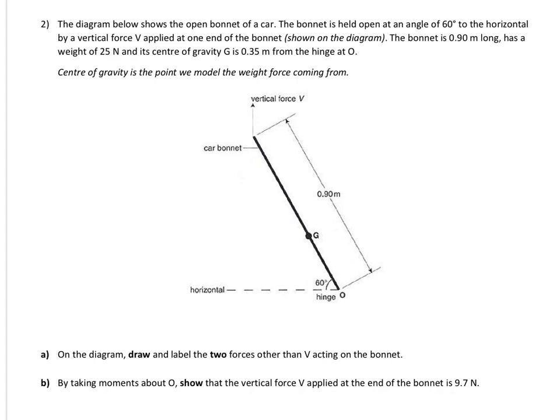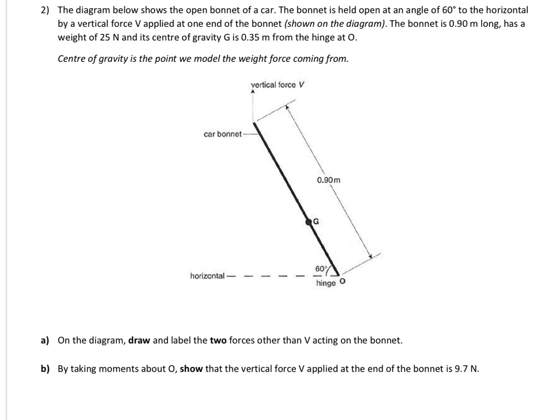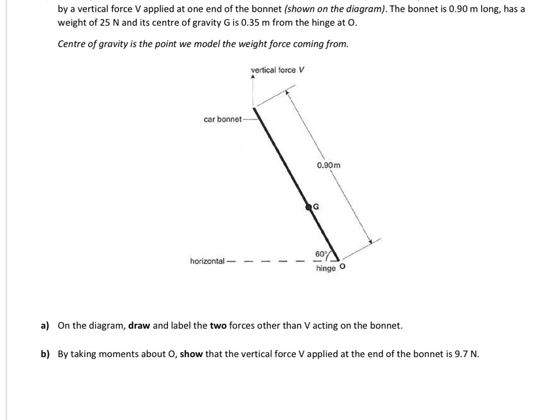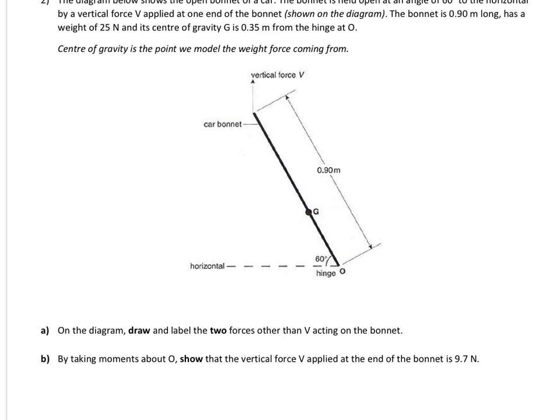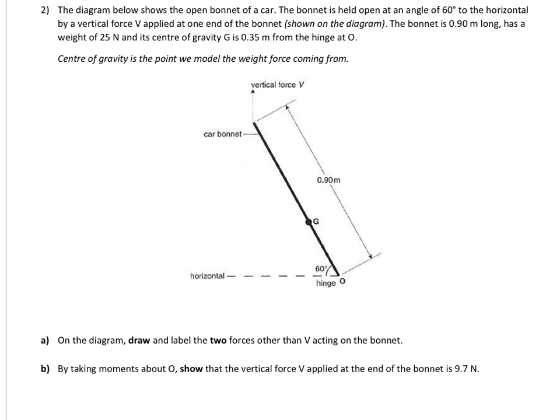Alright, so let's look at some of the more challenging questions at the end of the moments tasks, starting with this one where we've got the open bonnet of a car held at 60 degrees. And we've got some various dimensions which we'll get to later on, and the centre of gravity of it is at G, so here.